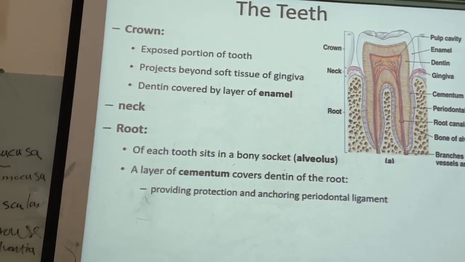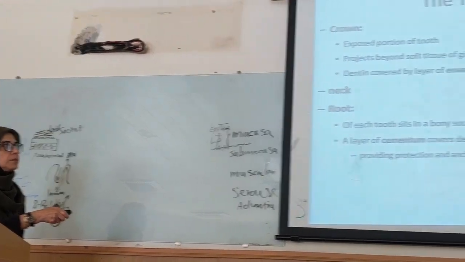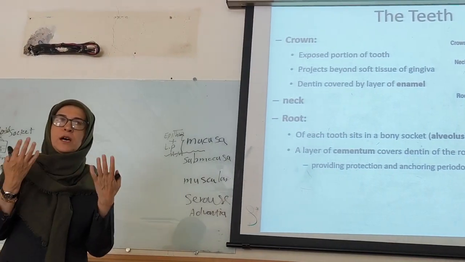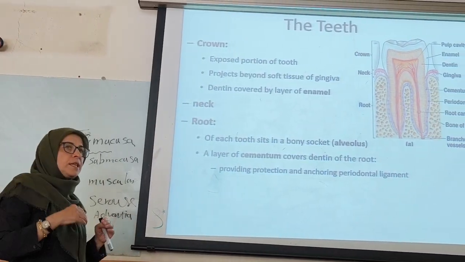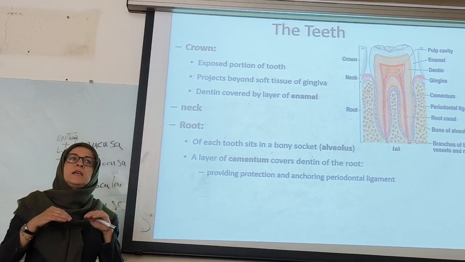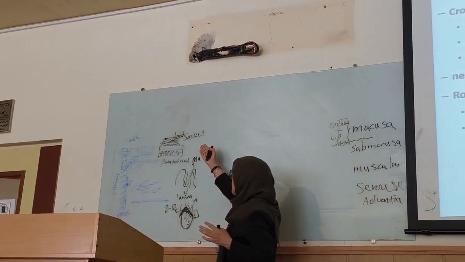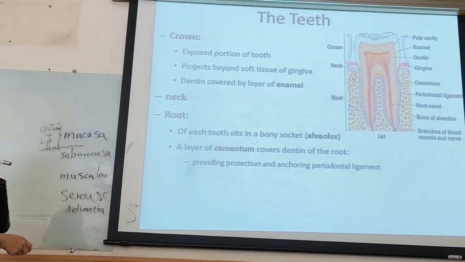Anatomically, the teeth include three parts: the crown, which is exposed to the oral cavity and visible macroscopically; the root, which is located inside the mandibular or maxillary arc in the dental socket; and between them is the neck.